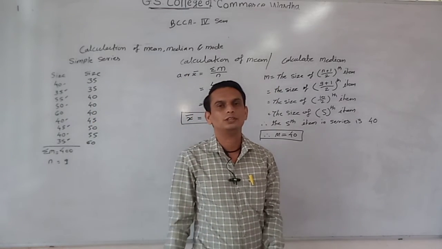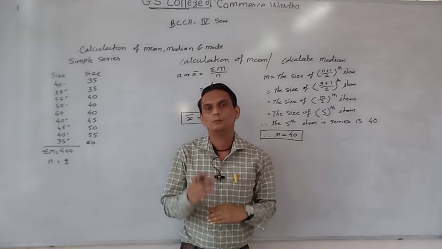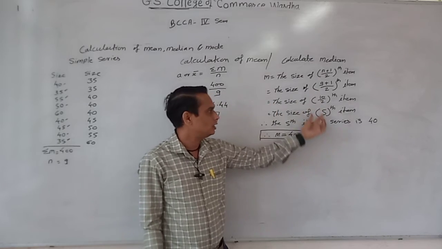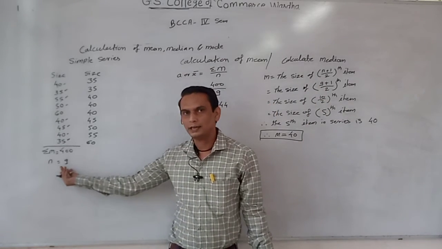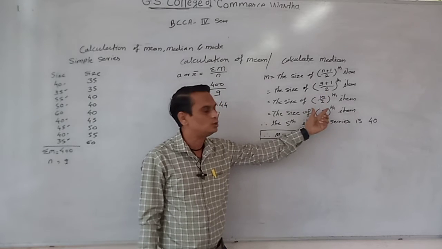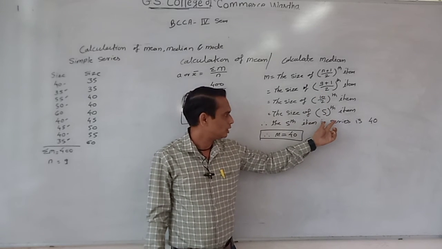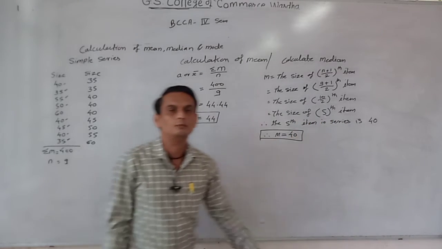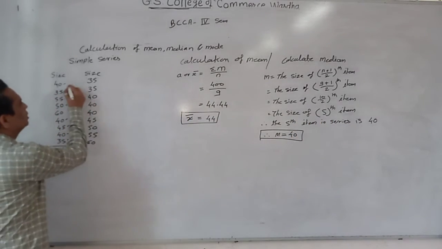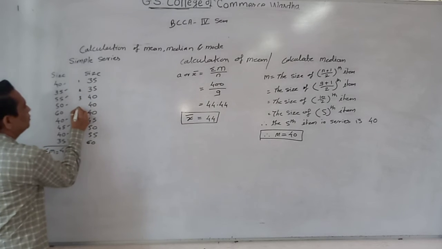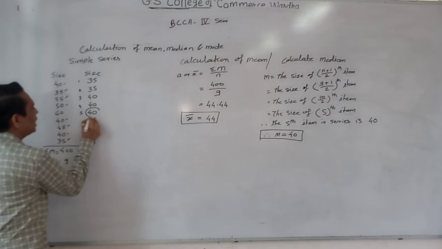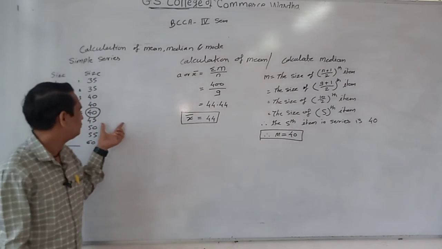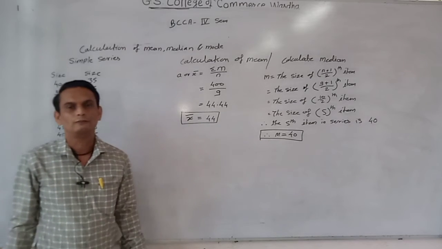Median stands for dividing a series into two portions. Therefore we have the formula n plus 1 divided by 2. We get the n value, that is 9. So 9 plus 1 divided by 2, that is 10 divided by 2, equals 5. And the fifth item in the series from top to bottom, counting 1, 2, 3, 4 and 5, is 40. So the fifth item of the series is 40. Therefore median equals 40.